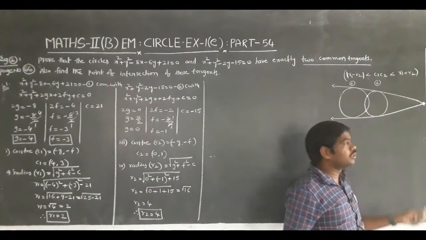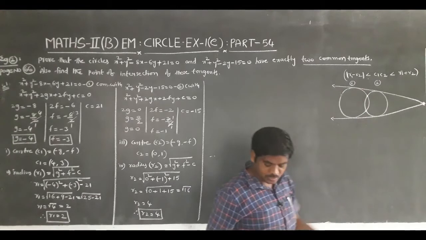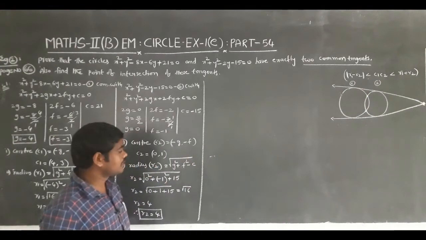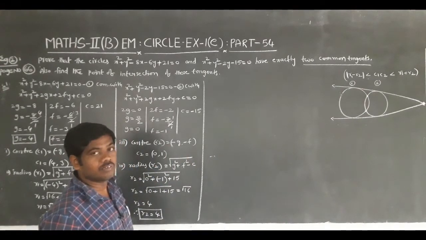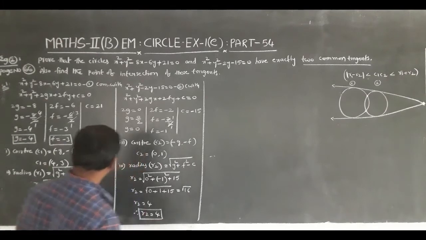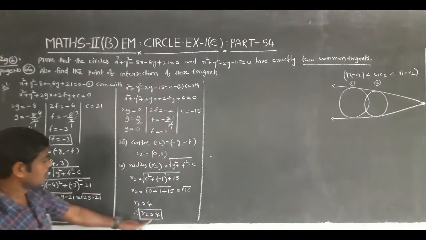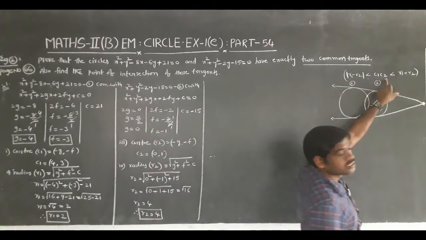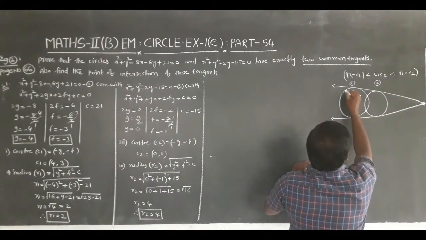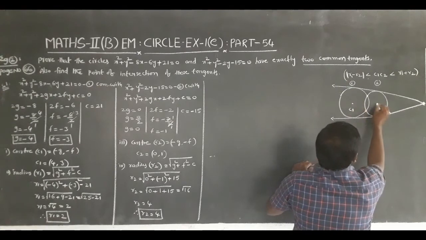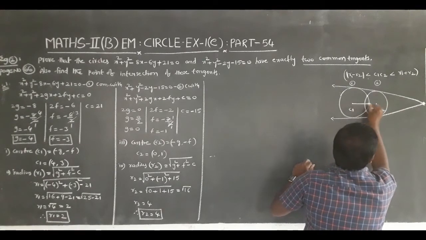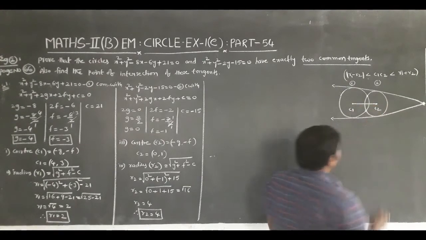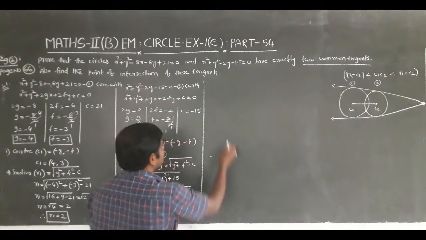Here we prove that mod of R1 minus R2 is less than C1C2 is less than R1 plus R2. Here R1 is equal to 2, R2 is equal to 4. Again we find the C1C2. C1C2 means the distance between the two centers of the given circles.